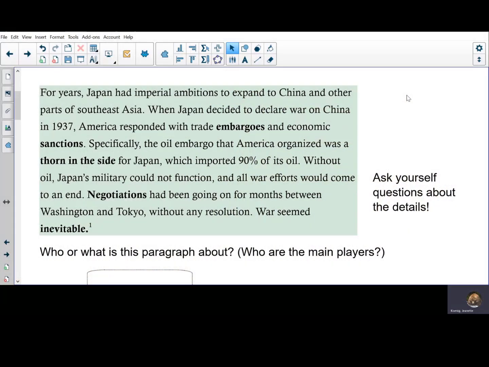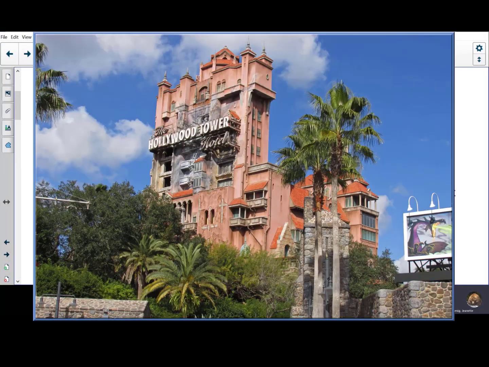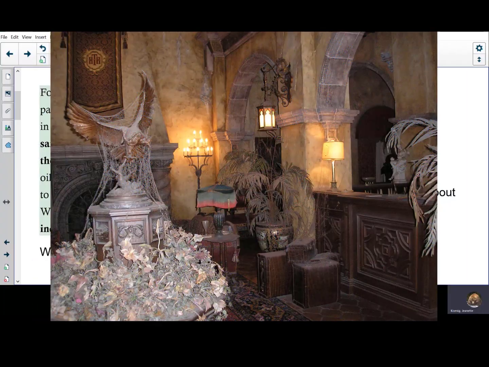I like the word dusting. We were in the Tower of Terror at Disney World. We were in this haunted hotel, and my mom commented that everything in there needed dusting.